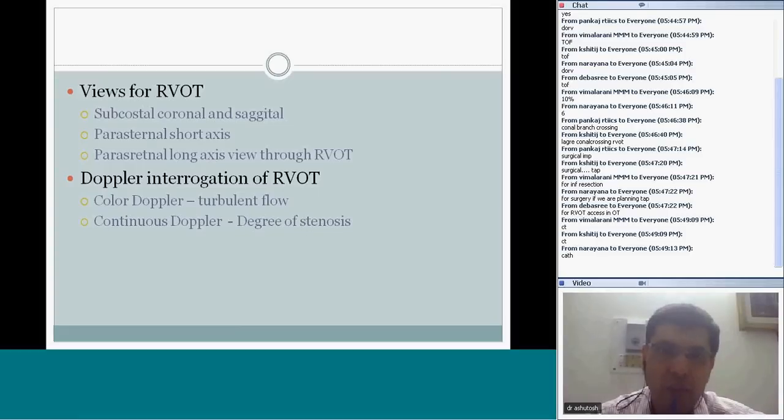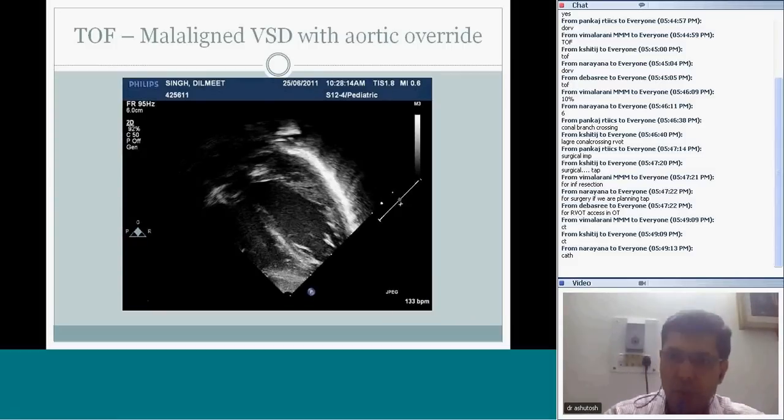The RV outflow tract, because this is where we are going to look for the infundibular obstruction. We are going to look at subcostal coronal and sagittal planes, parasternal short axis view, and parasternal long axis view through the RVOT. Then, of course, Doppler interrogation is important, color as well as continuous and pulse wave Doppler, which will help us in defining the point of obstruction and degree of stenosis.